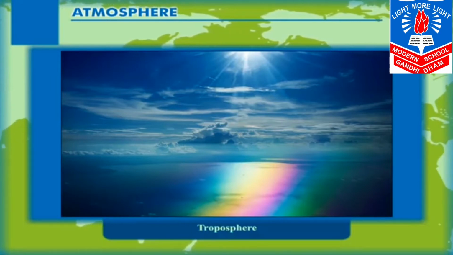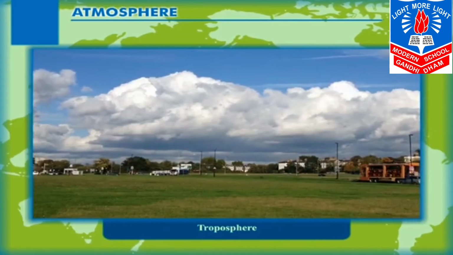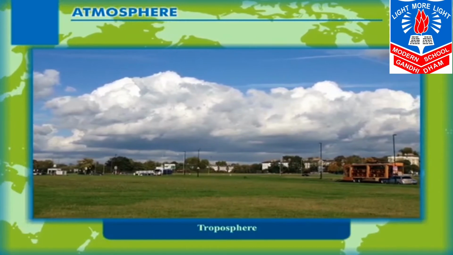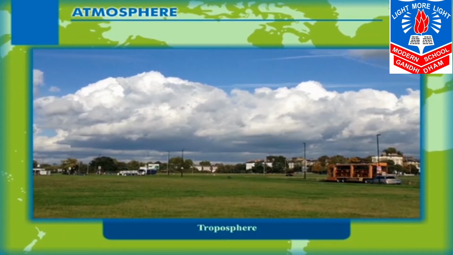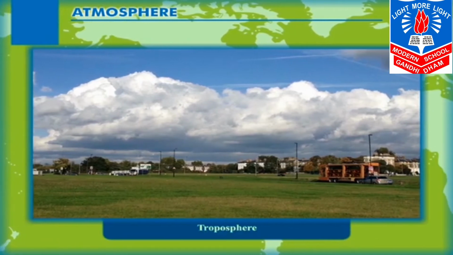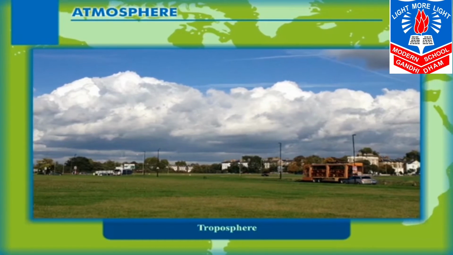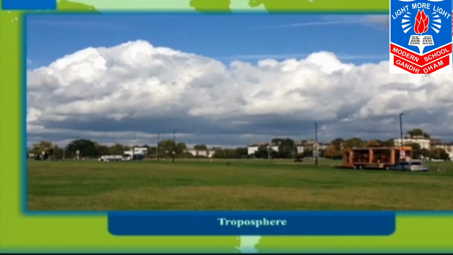Protects us from the sun during the day and keeps the weather warm at night. It extends up to an altitude of approximately 16 kilometers at the equator, about 12 kilometers in the temperate zone, and 8 kilometers at the poles. Now, this layer is very important for the ecosystem.